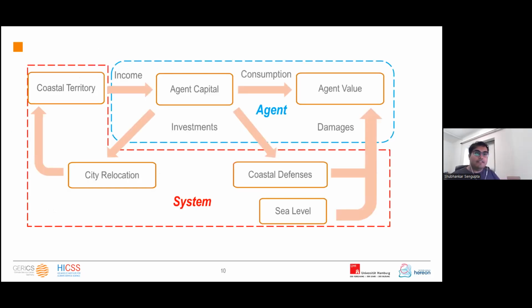So here's a schematic representation of the main processes of the model. As a summary of the previous slides, the agent acts on the system through its investments into these two adaptation pathways, which in turn affects state variables, which eventually affect agent value.